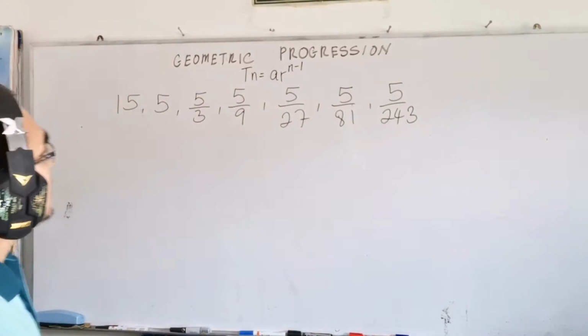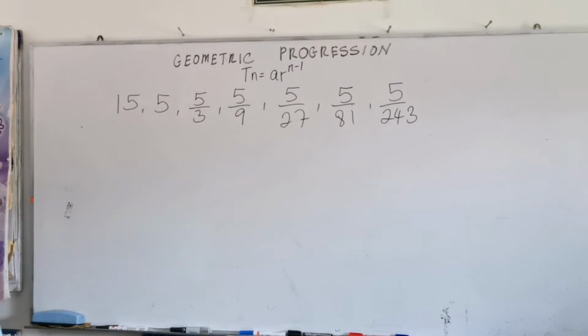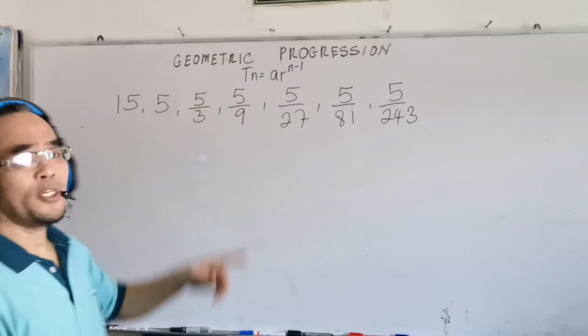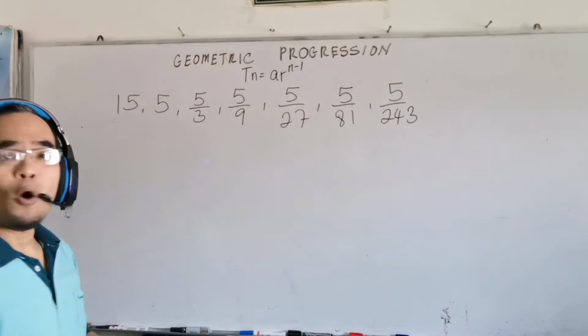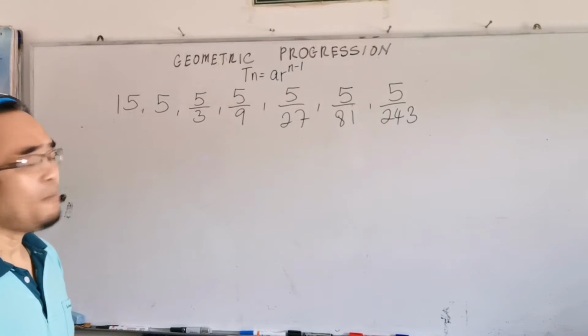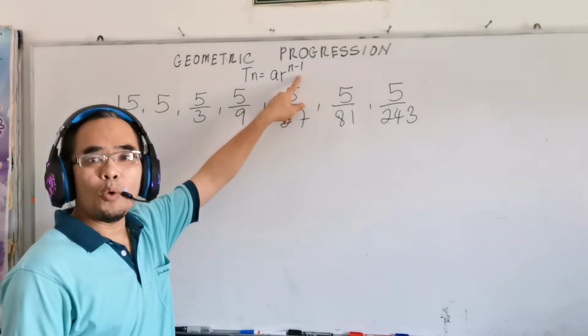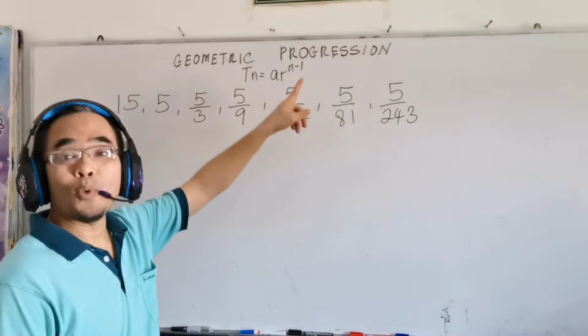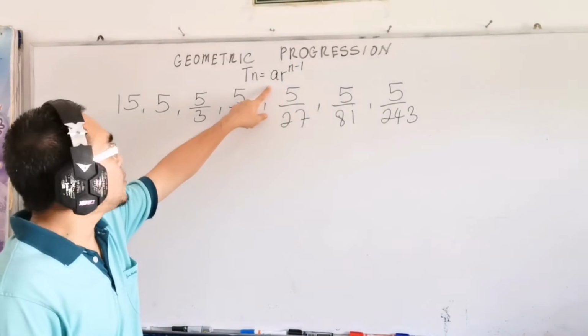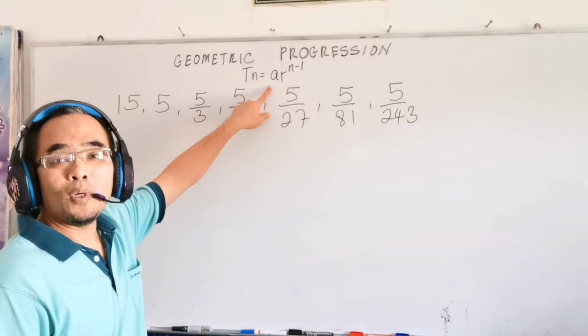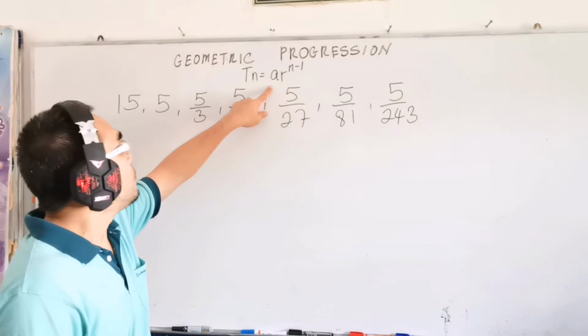Harold Bree. We are going to do some revision on geometric progression. The formula for the nth term of a geometric progression is Tn equals A R to the power of n minus 1. A is the first term, and R is the common ratio.